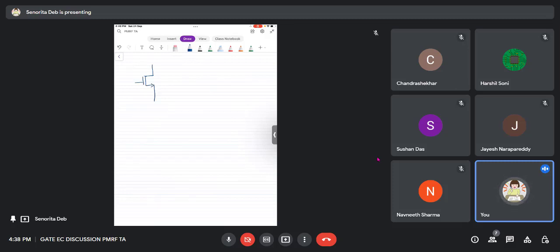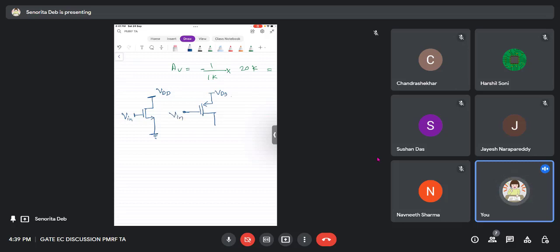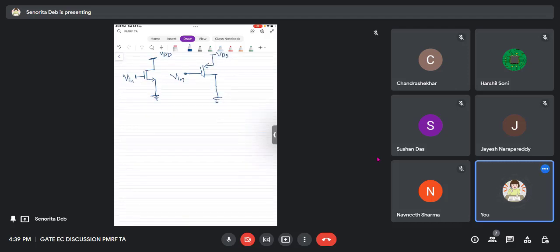So PMOS, let me draw. This was the NMOS, right? This is how NMOS will be biased. This will be VDD, here there will be some VIN, and this will be grounded. Now for PMOS, the source will be at higher potential, and there is a VIN here, and the drain will be grounded. Remember we had said that the source and drain of the MOSFET is decided by the potential: in NMOS the higher potential is the drain, and in PMOS the higher potential is the source, right?